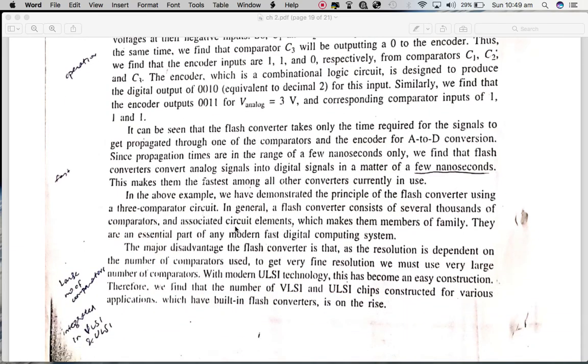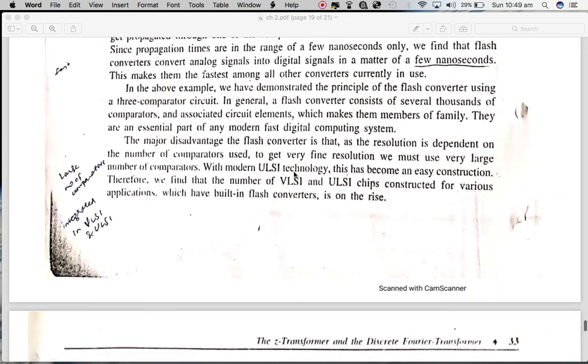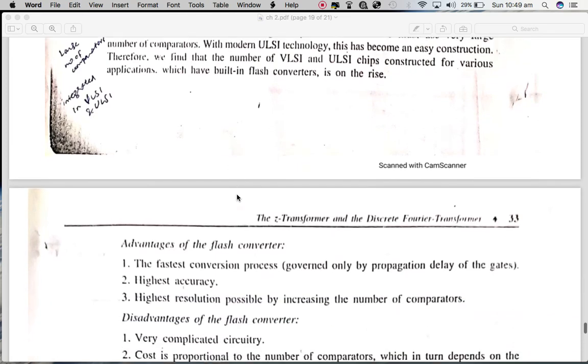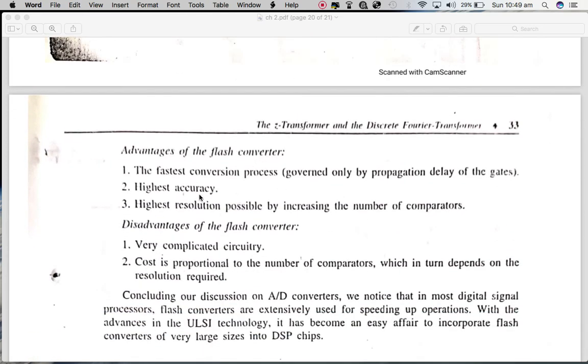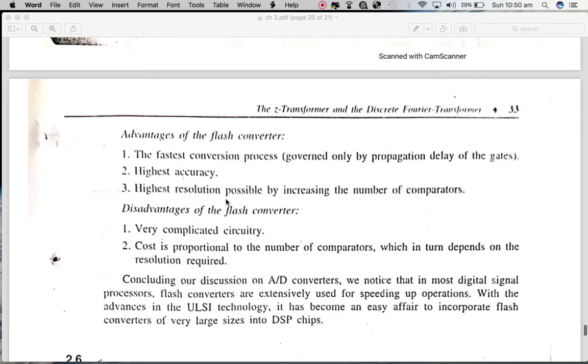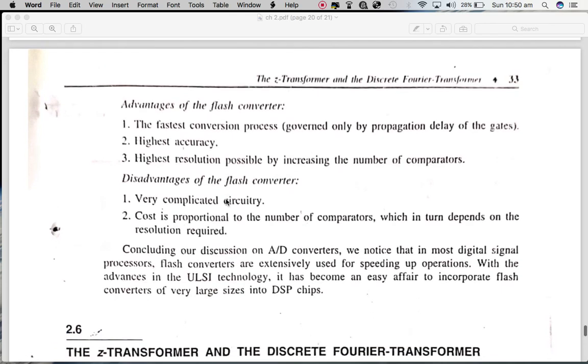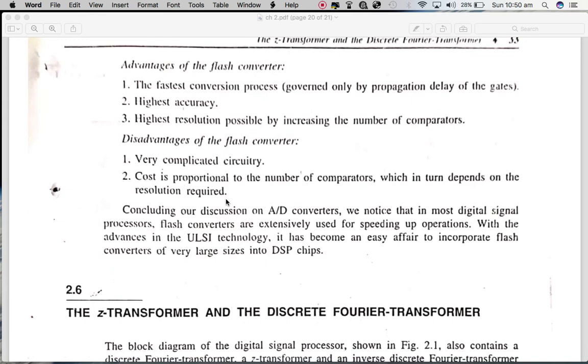And the higher the number of bits, the higher the number of comparator circuits we will use over here, and it can be embedded in the DSP gadget with the help of integrated electronics. We have some advantages of the flash converter demonstrated over here: it has a fast conversion process and there is not much delay. It is highly accurate, and the resolution depends upon the number of comparators used. It is very complicated, but this complication is reduced by the use of integrated circuits, which are VLSI, very large scale integration, or ultra large scale integration circuits, by which we can design any kind of complex circuit in a much easier manner.